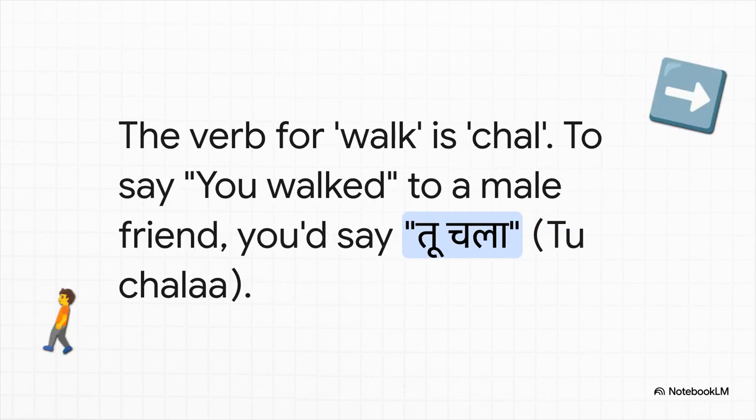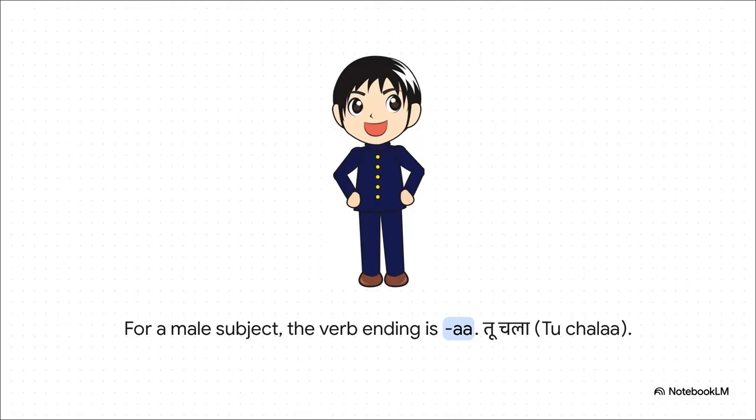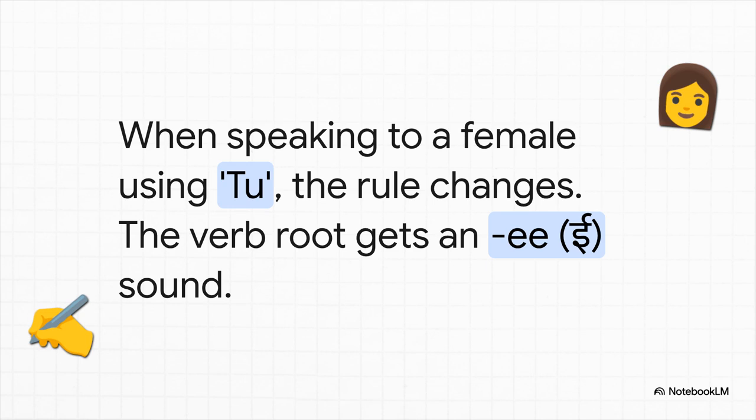Let's take a real-world example. The verb root for to walk is chal. So if you're talking to your friend Rahul, you'd say, tu chala. You see how that works? The root chal plus ah becomes chala. Easy, right? Exactly. You're talking to a guy, so that verb ending is ah. Tu chala. Perfect. Okay, so what if you're talking to a girl using tu?